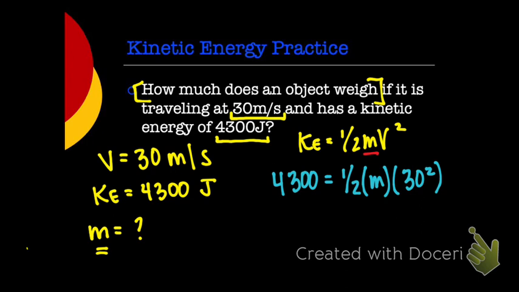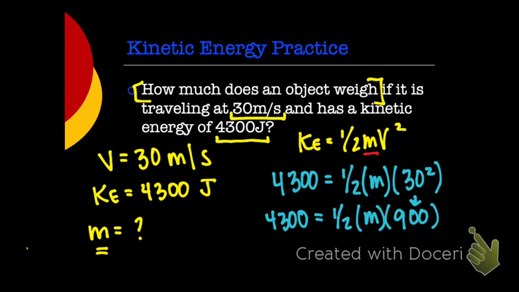I'm going to do my exponent first. It doesn't really matter the order that this goes in, because we're going to have to get those things done. But let's go ahead and do 30 squared. I'm just going to rewrite the rest of my problem. 4,300 equals 1/2 times m times, I'm going to plug in 30 squared in my calculator. And I get what? 900.